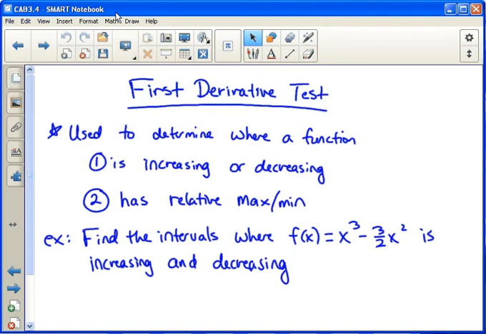This is called the first derivative test. The first derivative test is a way to use the first derivative to determine where the original function is increasing and decreasing, and also where it has relative maximums and relative minimums. So first, I'm going to give you an example of how we can use the first derivative to determine where a function is increasing and decreasing.